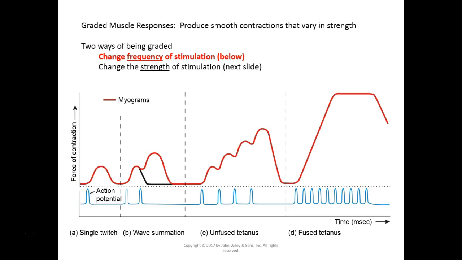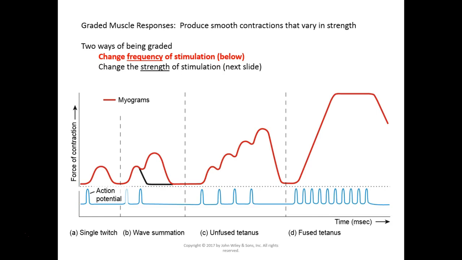So when we have a twitch, this is what we saw on the previous slide: a single motor unit responding to a single action potential. Sometimes, though, a second stimulus occurs after the refractory period of the first stimulus, but before the skeletal muscle fiber has completely relaxed. So a second contraction will actually be stronger than the first. And here's what we see there, and we call that wave summation.